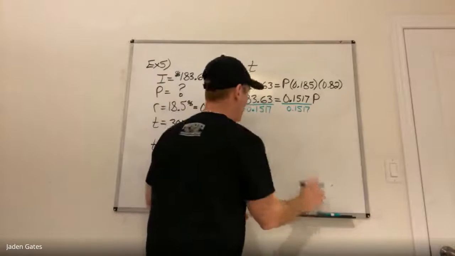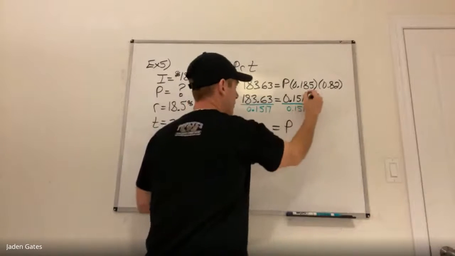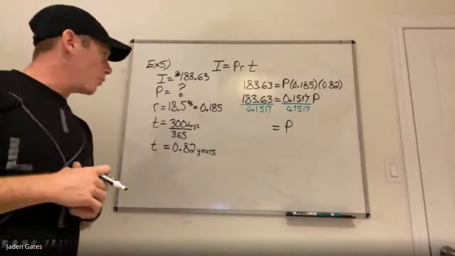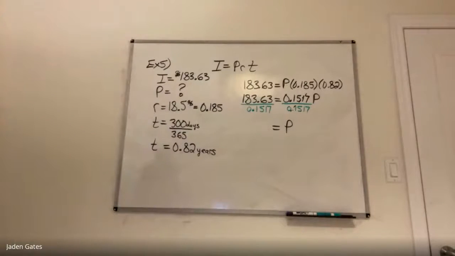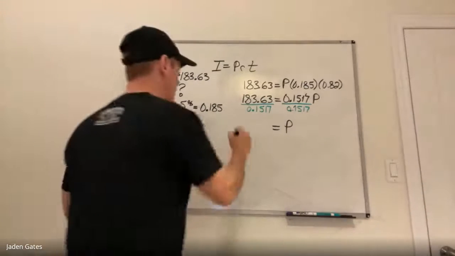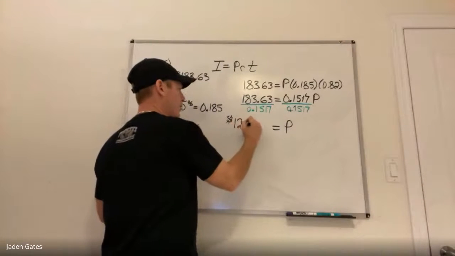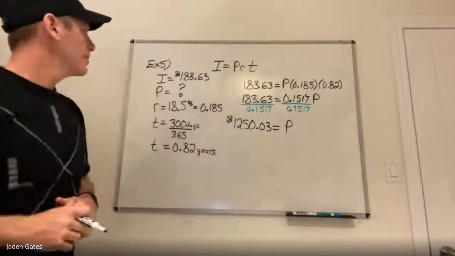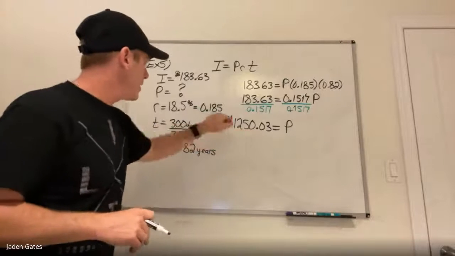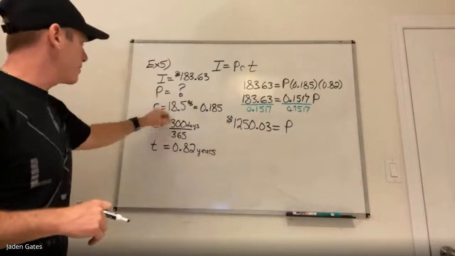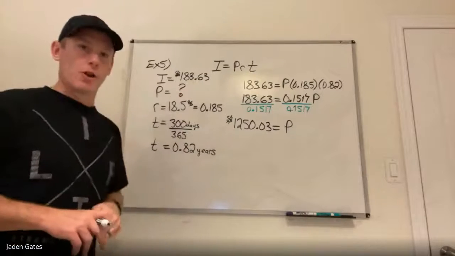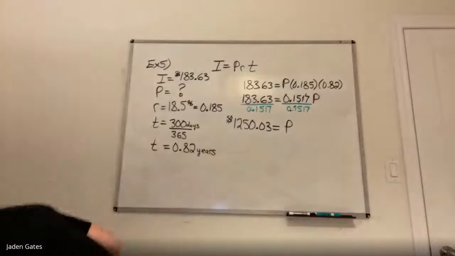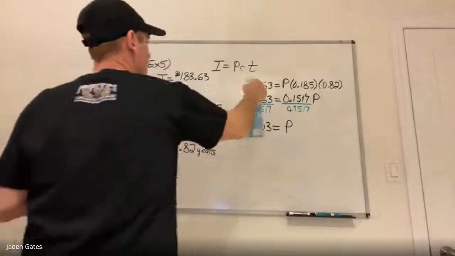And let's see here. Those divide each other out, and so I take 183.63 and divide it by my 0.1517, and it looks like Dave charged $1,250.03. All right, so if you borrow that much money at this interest rate for 300 days, that's how much interest he would be charged. All right, let's do one more of those, again just trying to find most of the variables here.